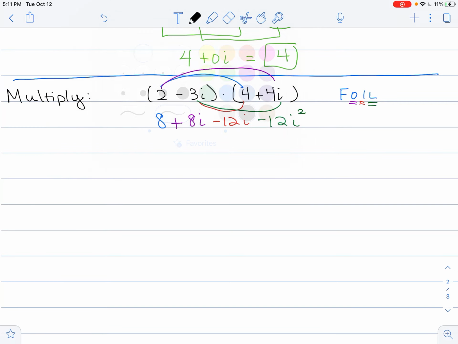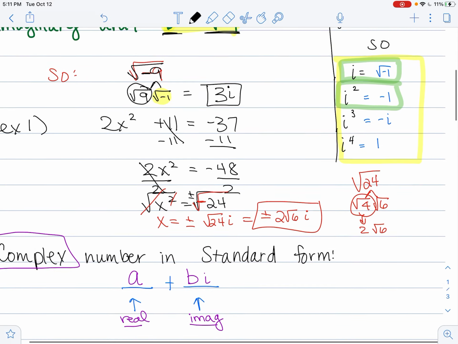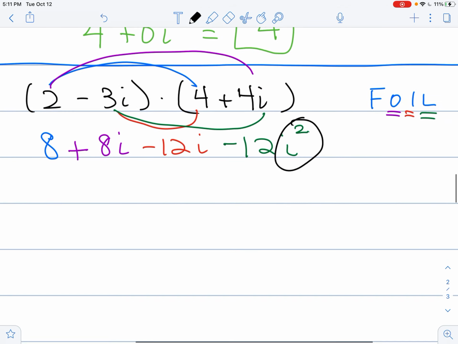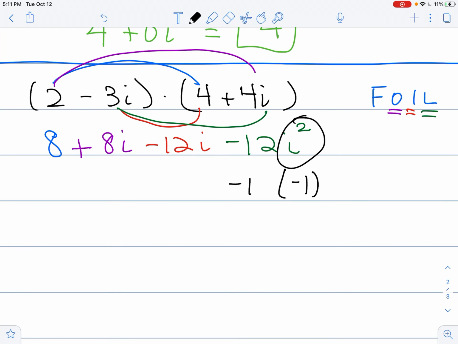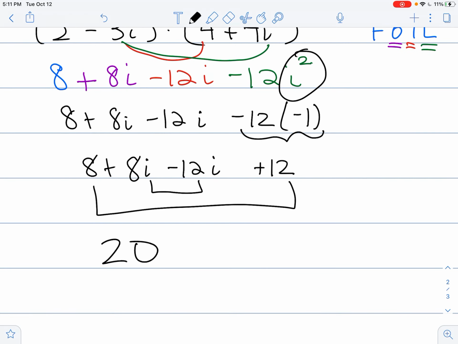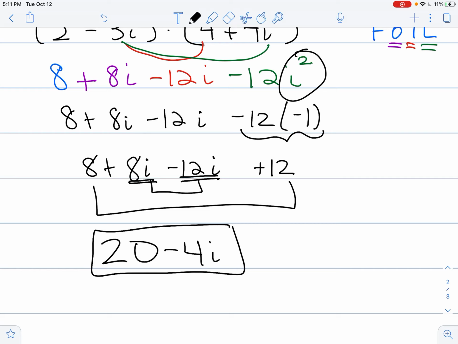Now remember, we've seen this i squared before. Up top, we know i squared is negative 1. So when I see i squared, I'm going to replace it with negative 1. Negative 12 times negative 1 is positive 12. Now I can combine like terms. 8 plus 12 is 20, and 8i minus 12i is negative 4i. And that's our complex number in standard form. That's all we have today. Go ahead and get started on your practice, and we'll go over questions next class.